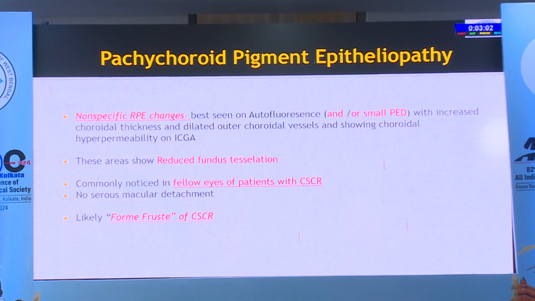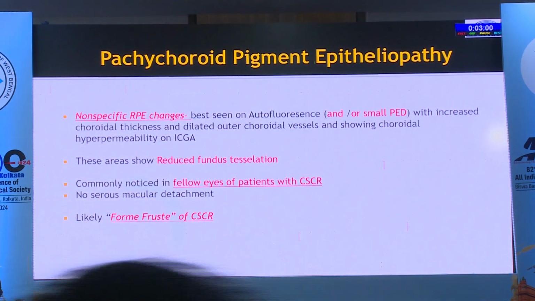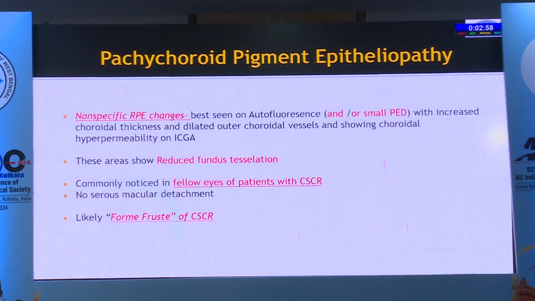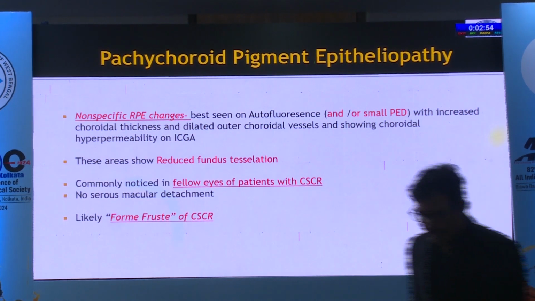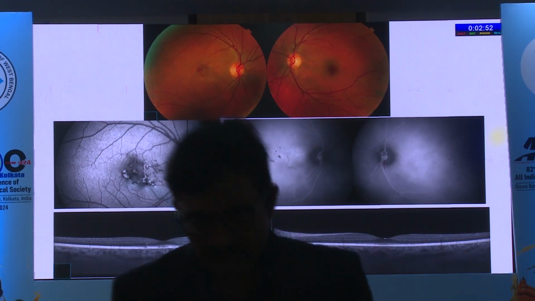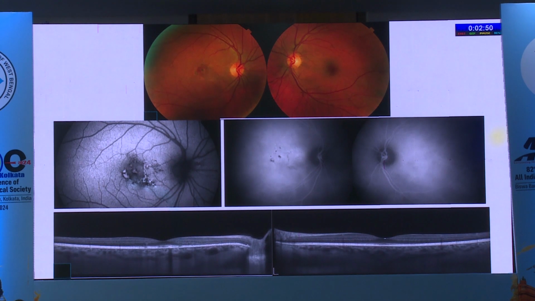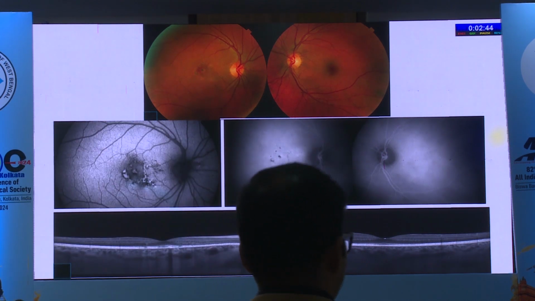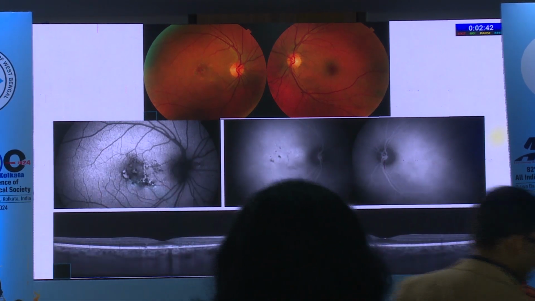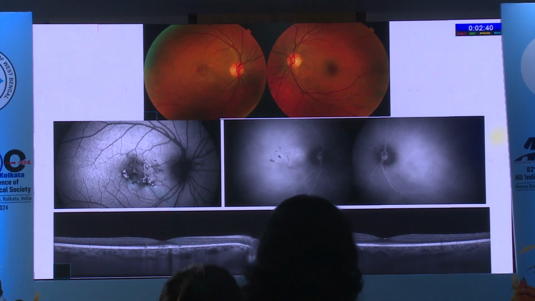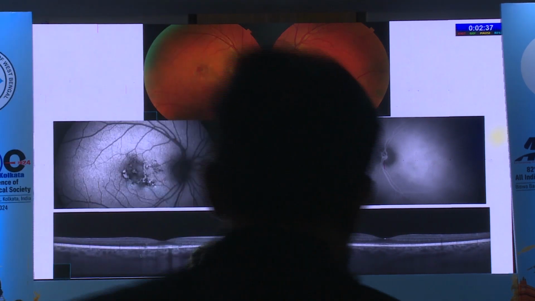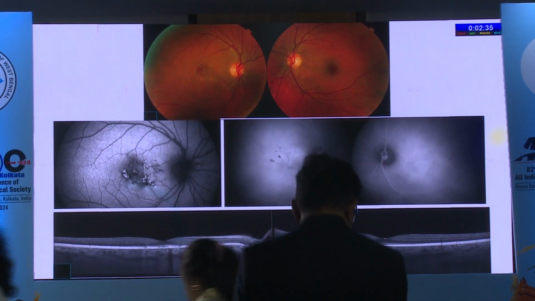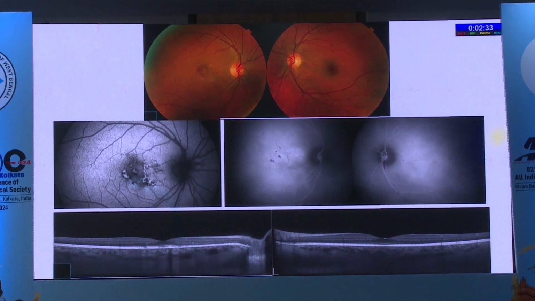Now moving to the specific entities. Pachyepitheliopathy shows non-specific RPE changes with or without pigment epithelial detachment, and is considered to be a forme fruste of CSR, seen more commonly in the fellow eyes with CSR. Best appreciated on fundus autofluorescence, you see these RPE disturbances overlying a hyperpermeable choroid on ICG, and then the thick choroid with pachychoroid features which we just discussed.